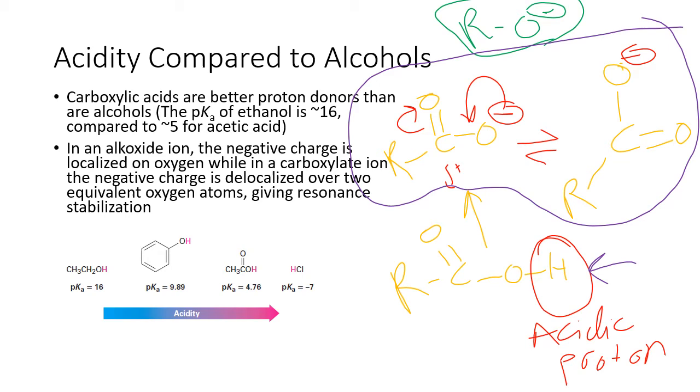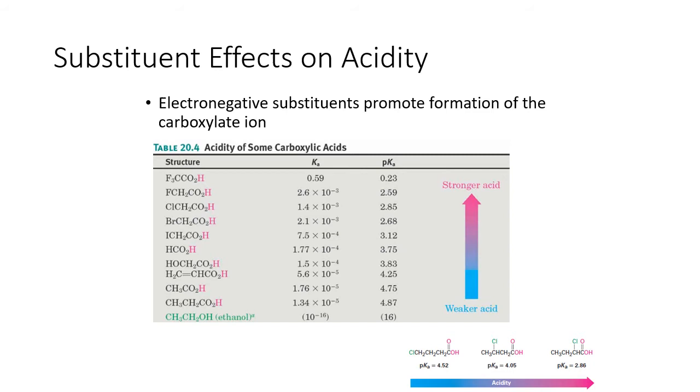Let's compare the acidity of different carboxylic acids. We talked about this previously when we explained phenols: when you add an electron withdrawing or electronegative substituent, this enhances the acidity of the phenol, because it pulls electrons. It's the same with carboxylic acids. If I add an electron withdrawing substituent to any carboxylic acid, I am enhancing the acidity of the carboxylic acid. So let's take a look.